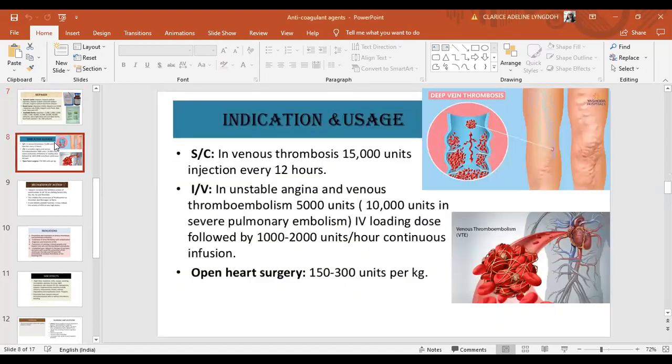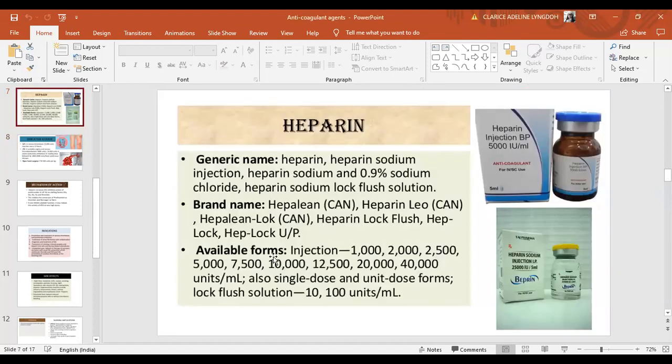Also you have to remember the units and the available forms, because this is also very important. Heparin is available in 1000, 2000, 2500, 5000, 7500, 10,000, 12,500, 20,000, 40,000 units per ml, international units per ml. Here you can see a picture of injection heparin, 5,000 international units per ml.